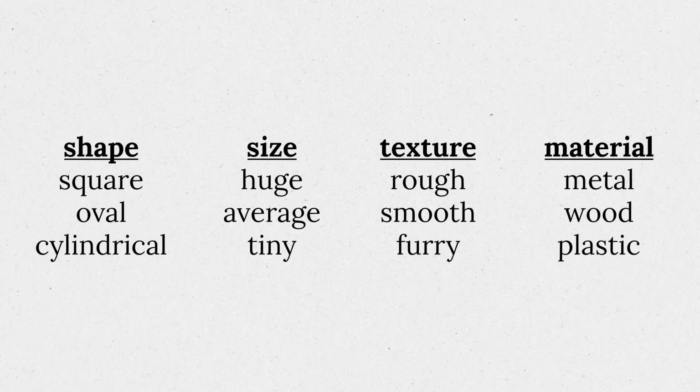Focus on some key vocabulary for describing shape, size, and texture, and also the names of some common materials like metal, wood, and plastic. Like with anything, practice makes perfect. So next time you're walking down the street or cleaning your house, play a little game in your head and describe the things you see around you in English. Look around you right now and ask yourself how many things you would be able to successfully describe.